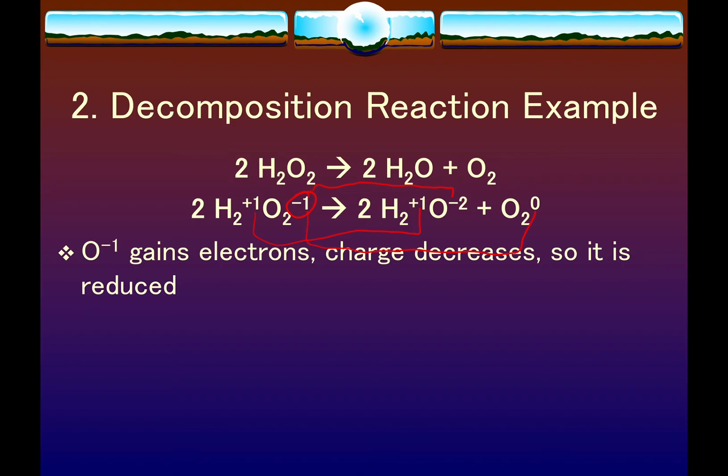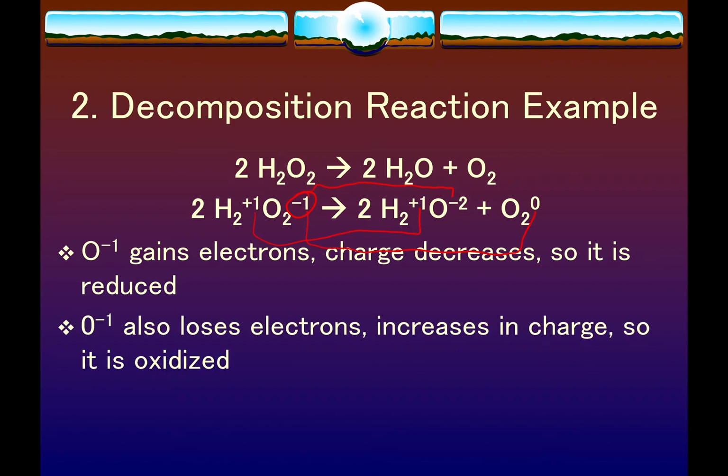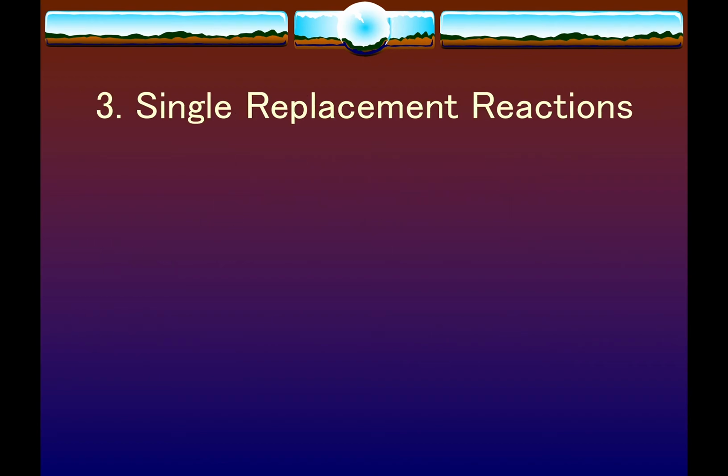O-1 gains electrons, charge decreases, so it's being reduced. It's also going to lose electrons, increase in charge, so it is also being oxidized. This is a pretty rare example.